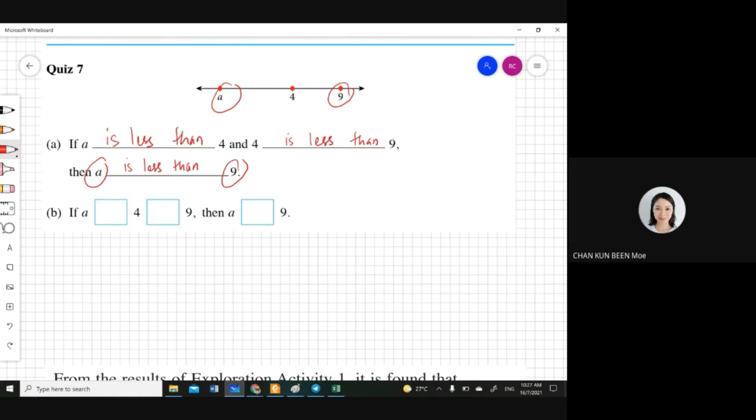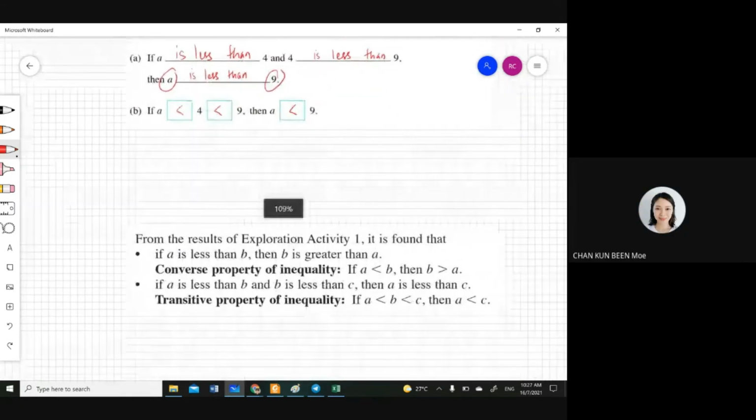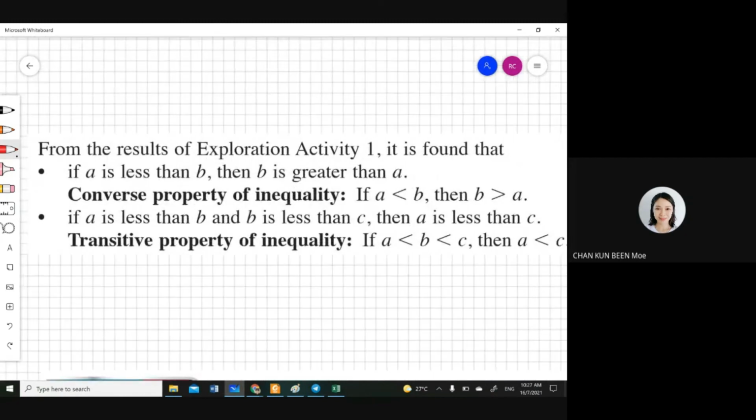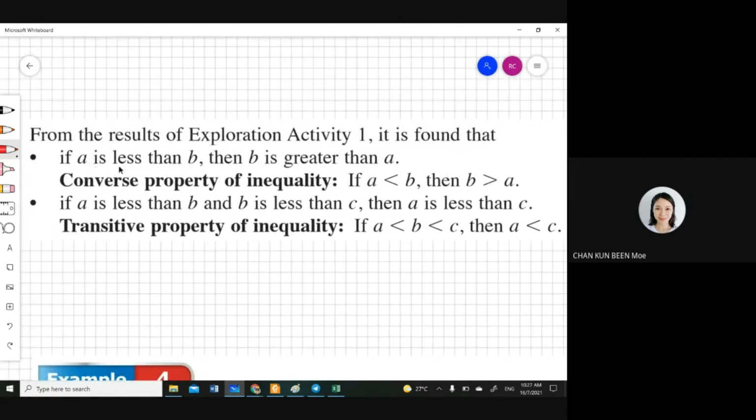Good. So everything that we just did, change it to the symbol. If A is less than 4 and 4 is less than 9, then A is less than 9. Do you understand, class? Okay, now from this exploration activity, it is found that if A is less than B, then B is greater than A. This is the one that we learned just now. If 2 is less than 3, then 3 is greater than 2, the other way around. That is the converse property of inequality.